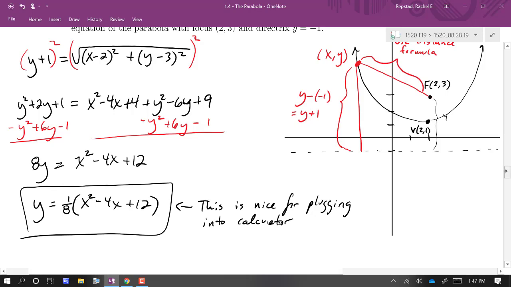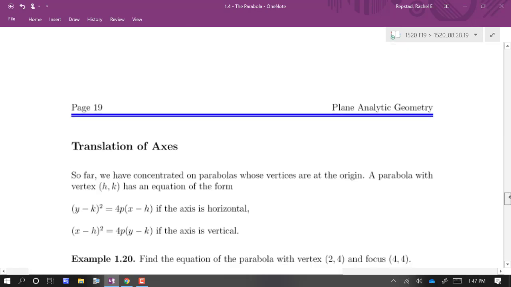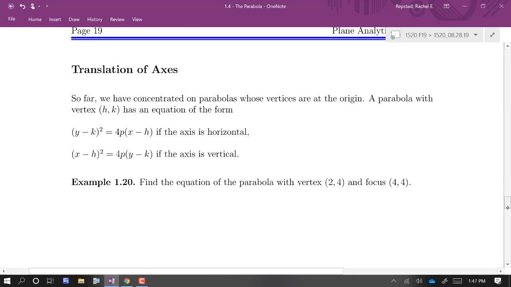So what we want is like a standard form. And so there is a standard form for the equation of a parabola that is remarkably similar to the standard form for the parabola whose vertex is at the origin. I mean, this (y minus k) squared is 4p times (x minus h). It is exactly like y squared equals 4px. It's just that we're replacing y with y minus k and x with x minus h. And this is the equation for that parabola if it opens horizontally, and the vertex is (h, k).